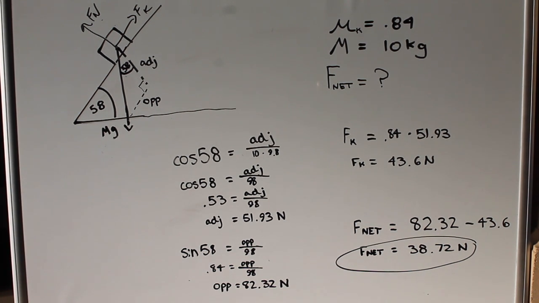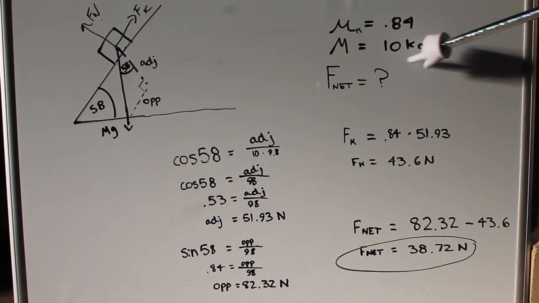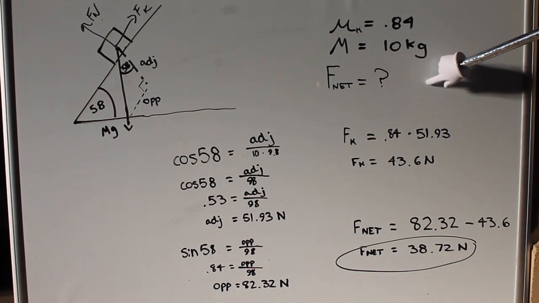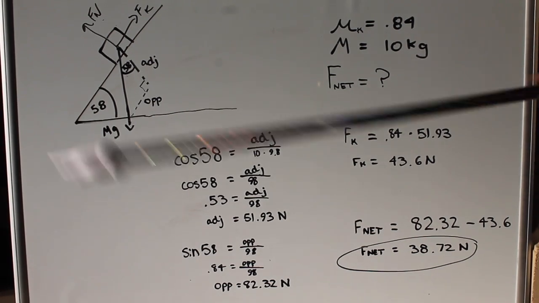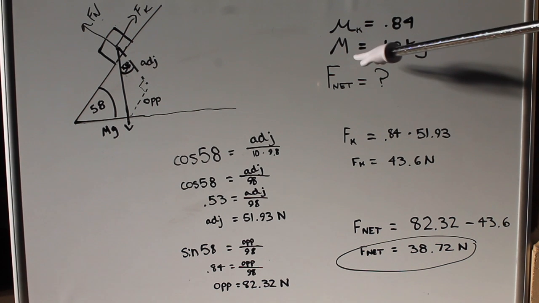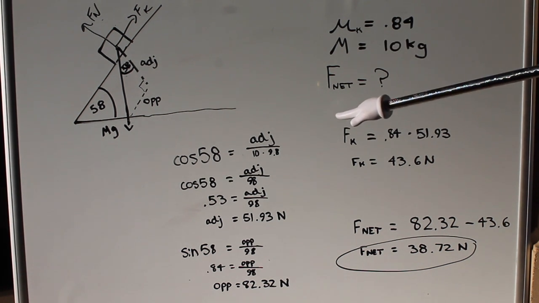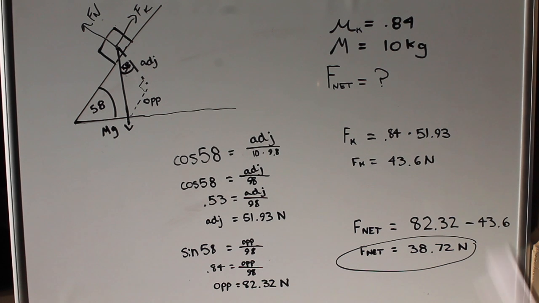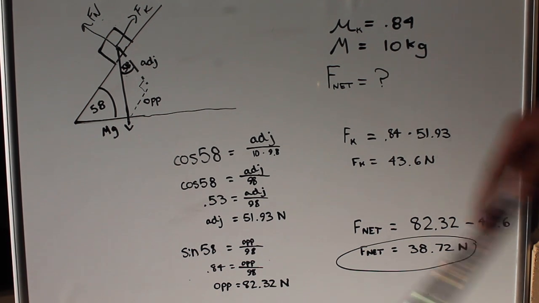So now we're given a problem where a box with a mass of 10 kilograms is on an inclined plane at an angle of 58 degrees to the horizontal, and the plane has a coefficient of kinetic friction of 0.84. So we're going to find the net force in the x direction of the inclined plane.